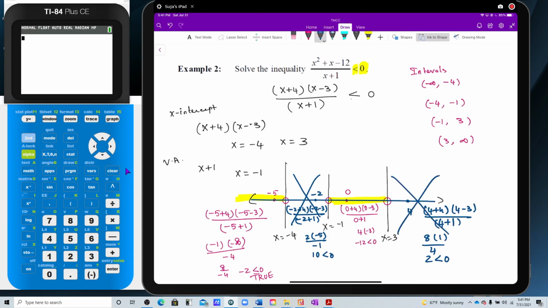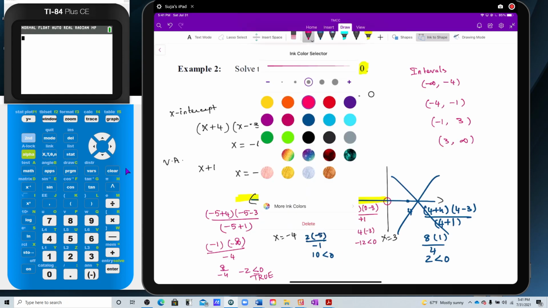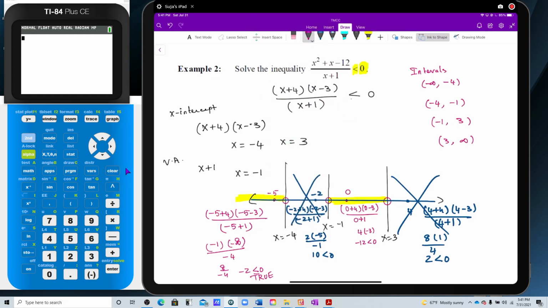If you ask me what the answer to this question is, this is what you should write. The answer is all the numbers from negative infinity to negative 4 and all the numbers from negative 1 to 3. So this interval and this interval is where the solution is.